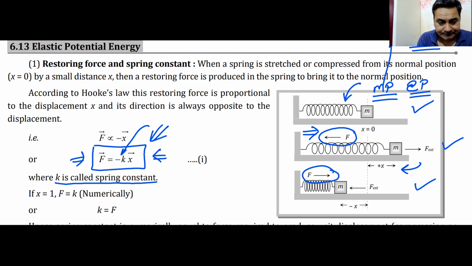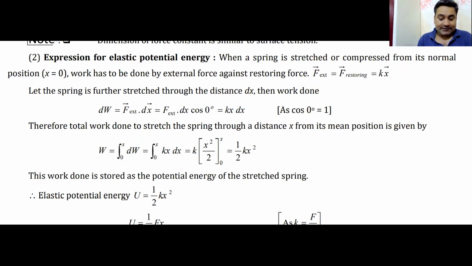You have noted it down. Okay. Great. Now, the next thing is the expression for elastic potential energy. We are all well aware of it. There is a simple proof why it is half kx squared, and I will not go into the proof because it will not serve any purpose. How does this energy come into the picture?